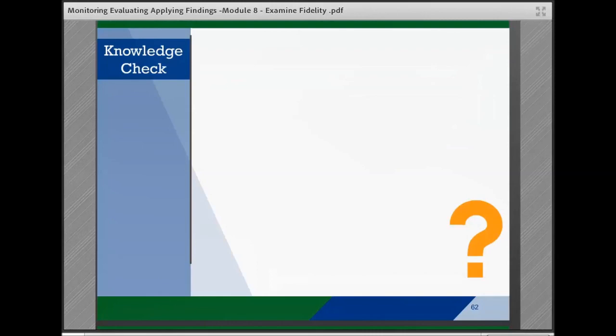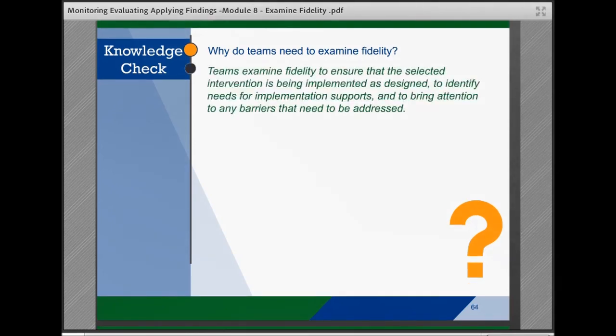Let's take a moment to check in on what you've learned about examining fidelity. Why do teams need to examine fidelity? Teams examine fidelity to ensure that the selected intervention is being implemented as designed, to identify needs for implementation supports, and to bring attention to any barriers that need to be addressed.